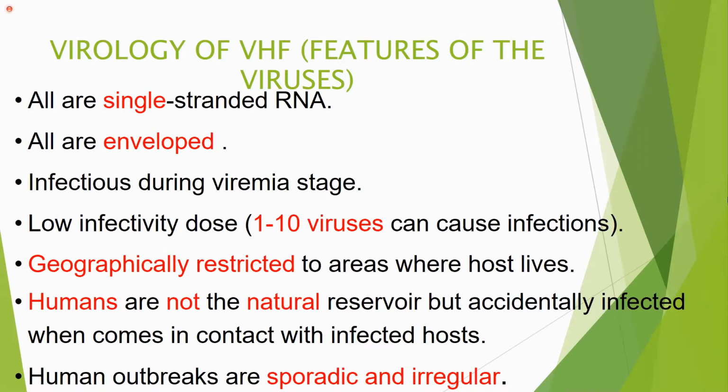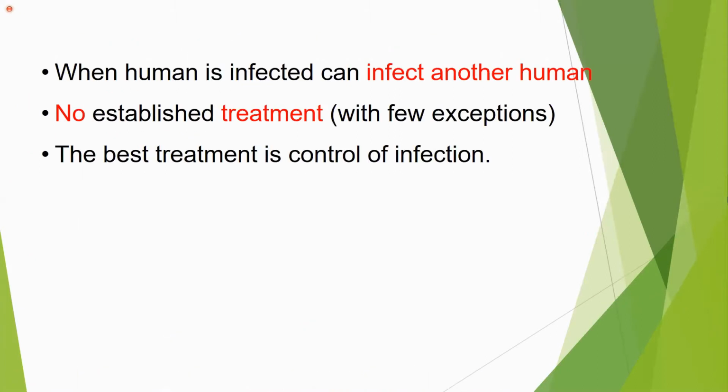The human outbreaks are sporadic and irregular. When a human is infected, they can infect another human. There is no established treatment with few exceptions. The best treatment is the control of infection and supportive care.